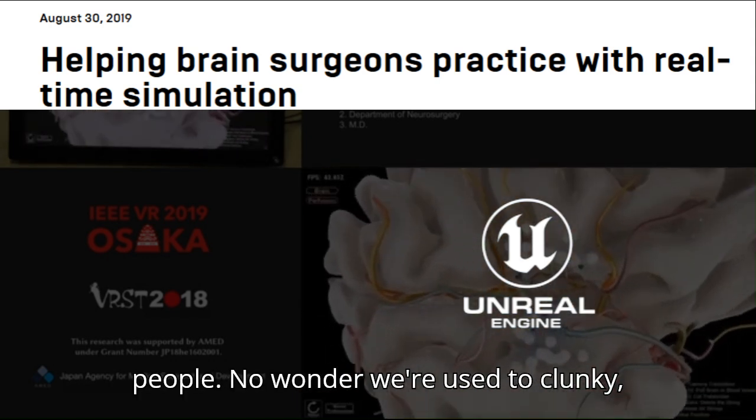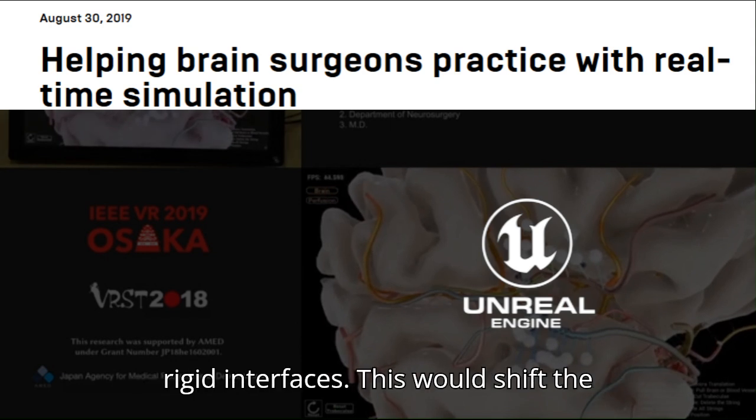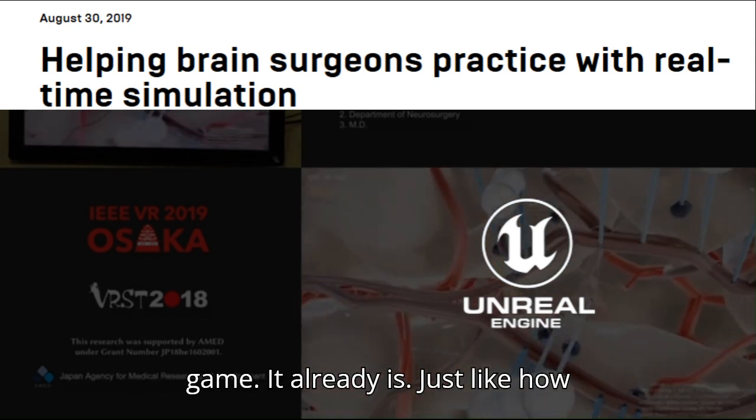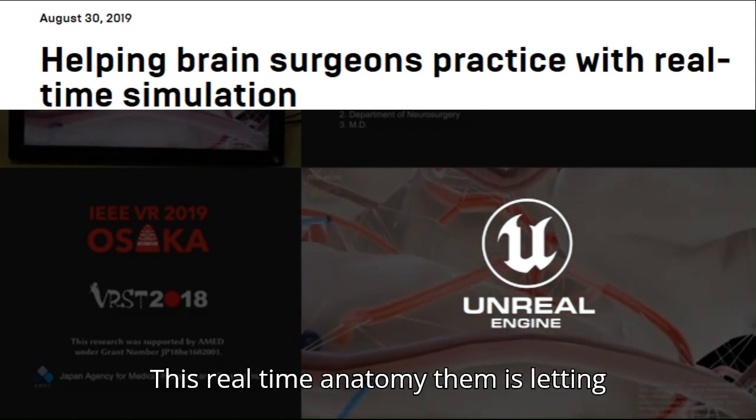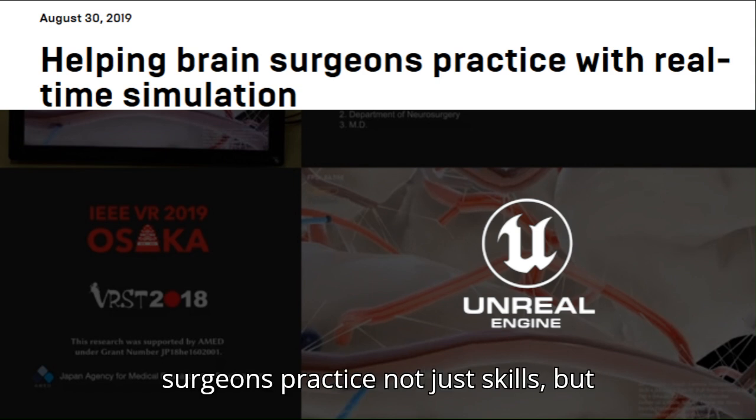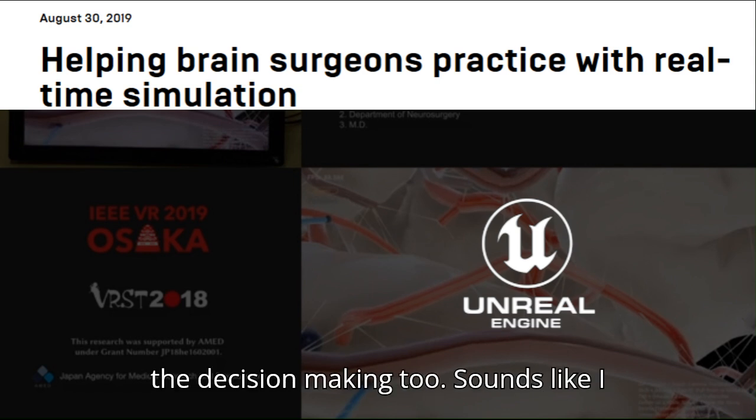Well, no wonder. We're used to clunky, rigid interfaces. This would shift the game. It already is. Just like how VR is transforming orthopedic surgery, this real-time anatomy tool is letting surgeons practice not just skills, but the decision-making too.